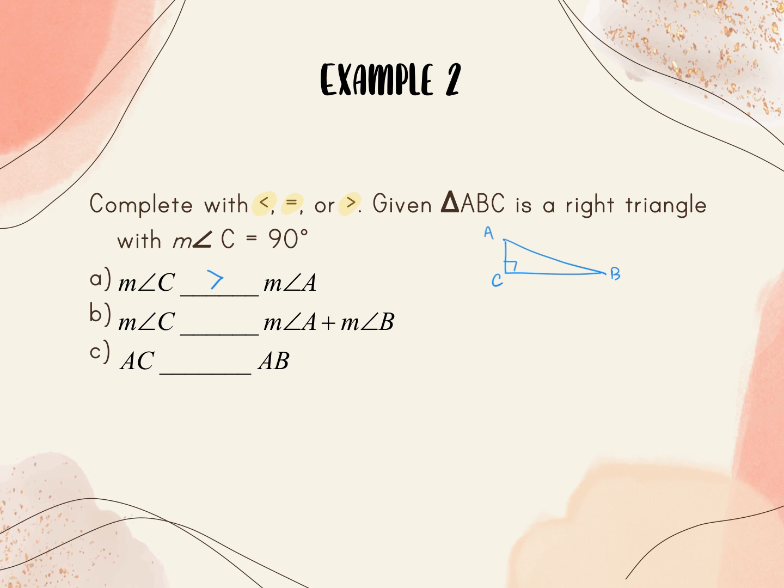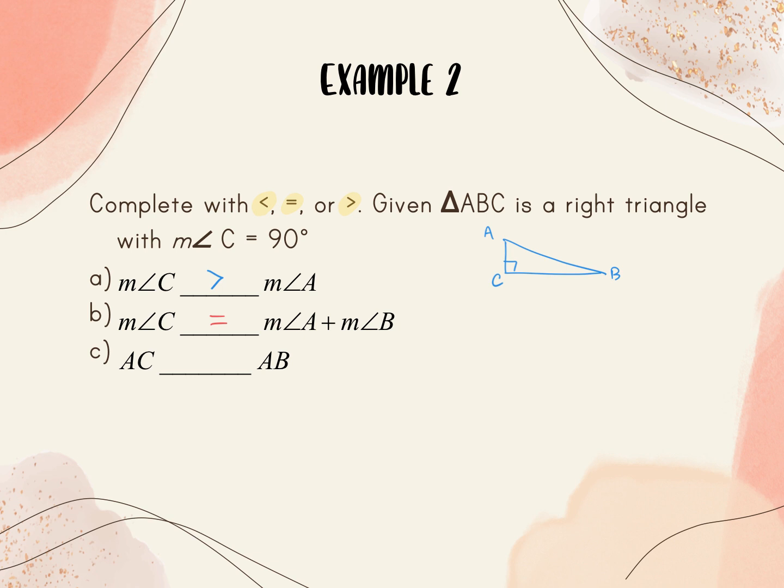The next one talks about the measure of angle C, and it says, how does angle C compare with measure of angle A plus angle B? Well, we know that the two acute angles in a right triangle, angle A plus angle B, are always going to add up to 90. Angle C is going to equal the sum of A and B. Okay, because again, 90 plus 90 equals 180.